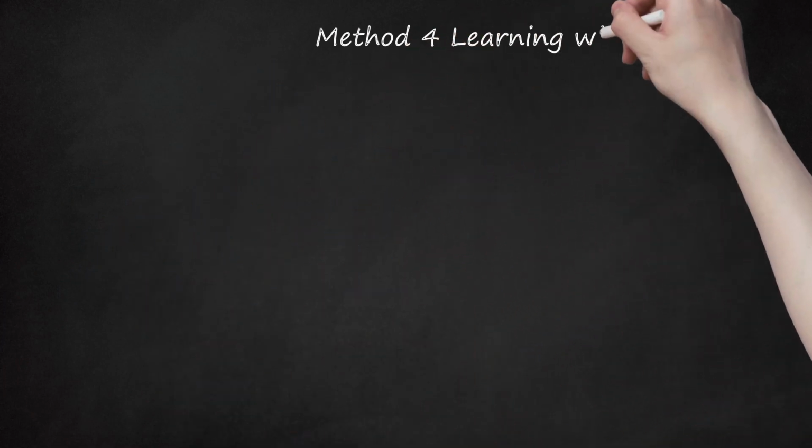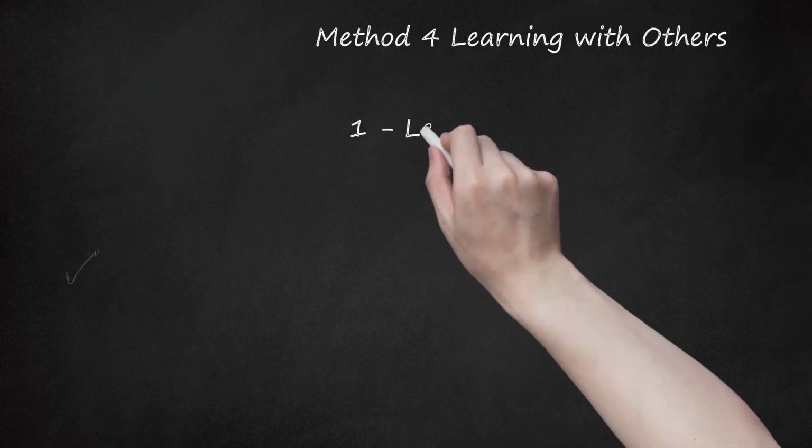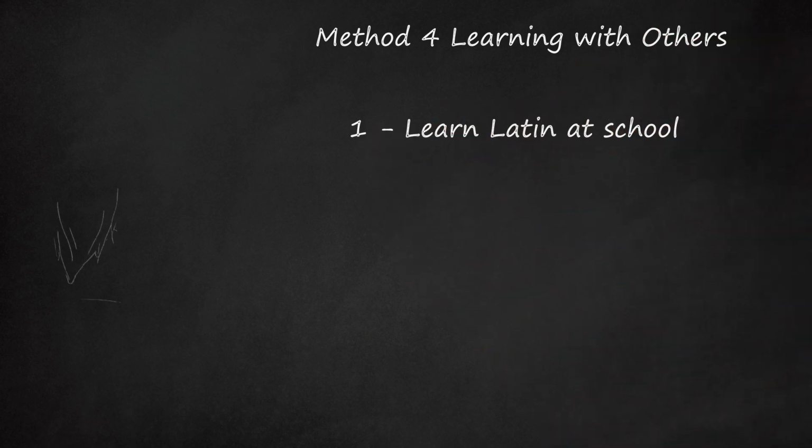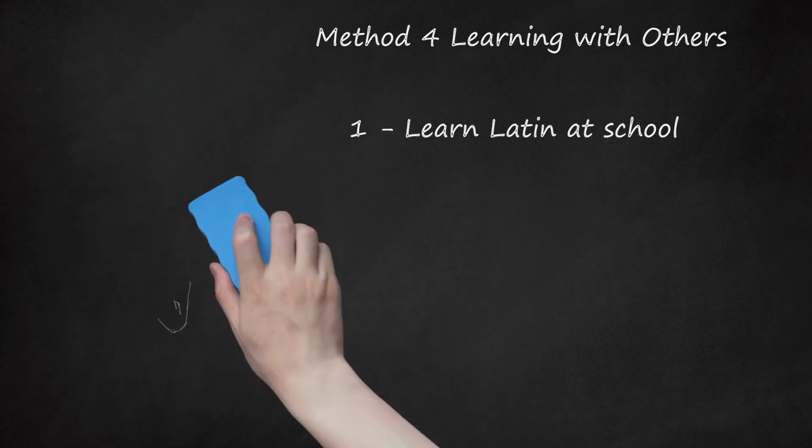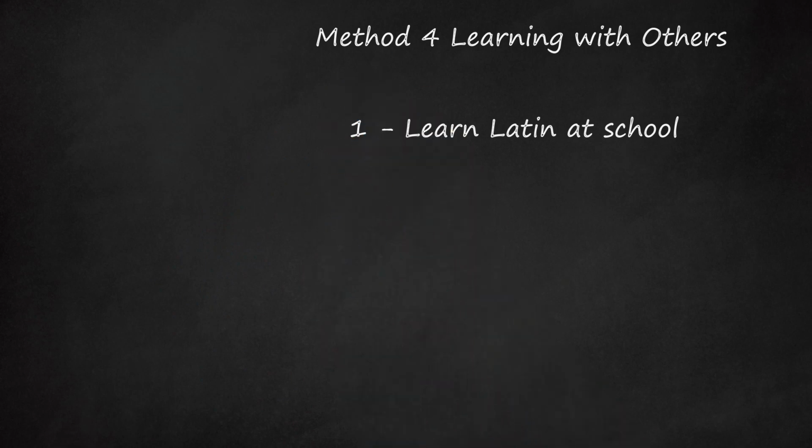Method 4. Learning with others. 1. Learn Latin at school. If the language is offered at your high school or college, university, fantastic. You're good to go. Your college's or university's classics or history department would be good places to ask about taking Latin classes. In addition to taking straight-up Latin classes, you may want to look into classes on English vocabulary and etymology, classic literature, and European language history.